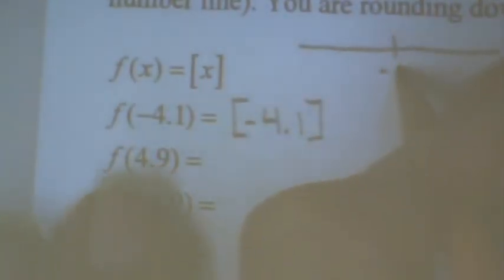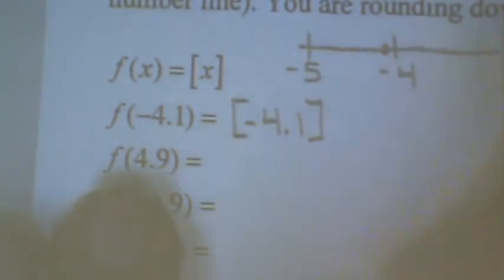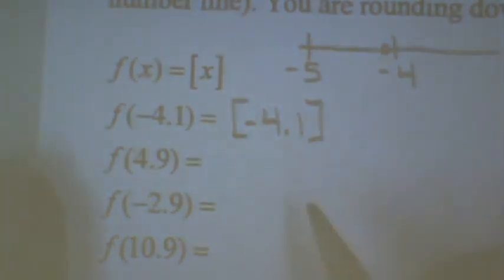Now think of a number line. Here's negative 4, here's negative 5. Where is negative 4.1? It's right here. So you're going to go to the left. What's the number to the left? Negative 5. How about 4.9? Good job, it's 4. What about negative 2.9? It's negative 3. Good. And what about 10.9? It's 10. Good. You round down. Go to the left.